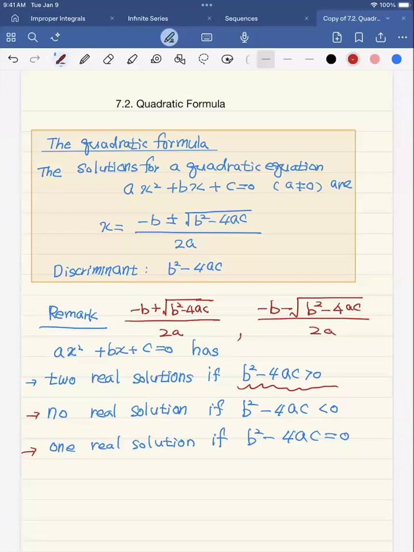If the number under the radical sign is less than 0, then it'll become a complex number. So there is no real solution. If b squared minus 4ac vanishes, then this part will become 0. So we have only one solution.